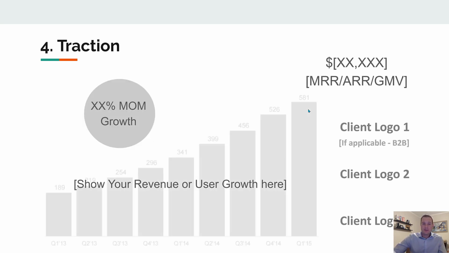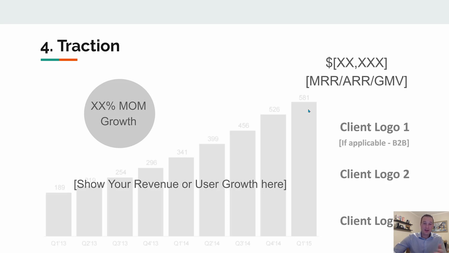Then we're going to get to traction. So traction is the slide where you're kind of putting your money where your mouth is. Traction may be the number of users you have. It may be your recurring revenue growth. It may be the number of subscriptions, whatever that is. This is where you're going to show it. And so this is really important.